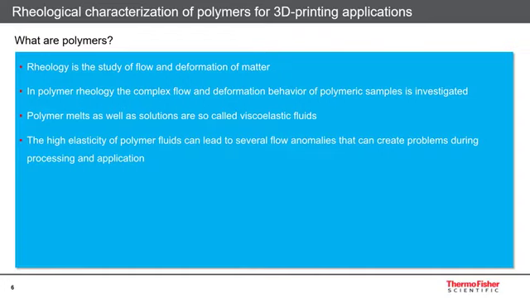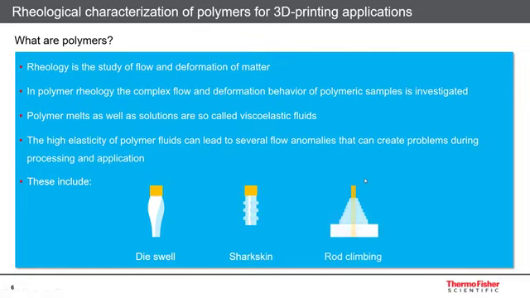And the highly elastic properties that are present in many polymer melts can lead to different types of flow anomalies. Some of them are shown here at the bottom of this slide. They include the increase in diameter of a polymer strand when exiting a narrow die, for example, at the end of an extrusion line.